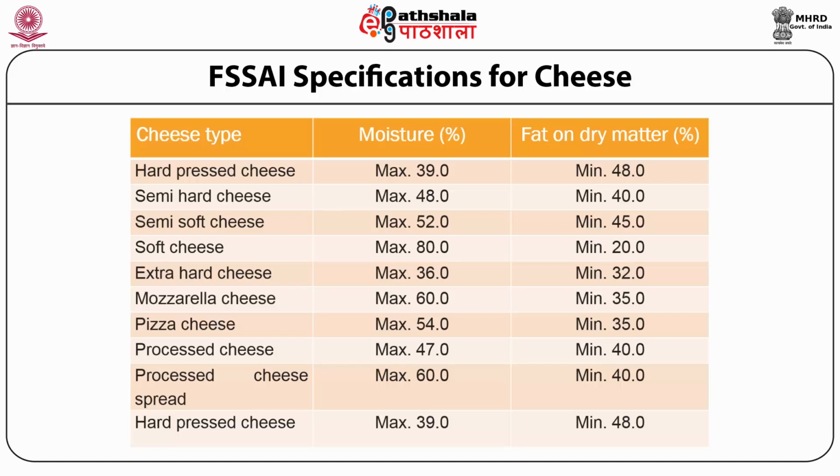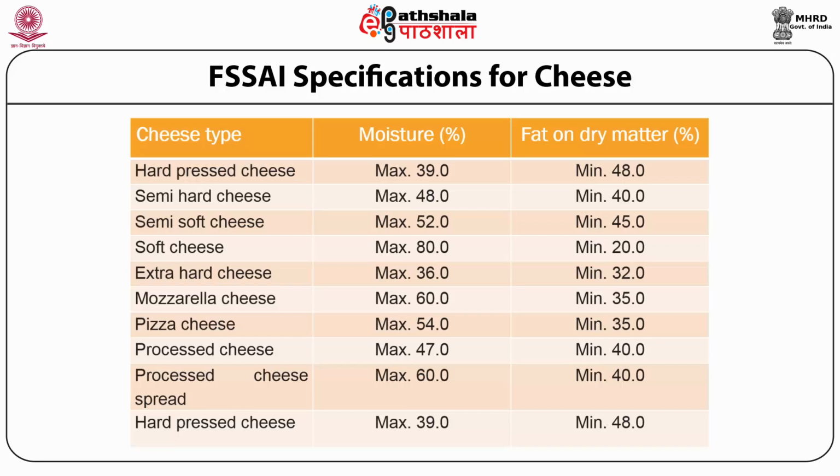Mozzarella cheese, not especially for pizza, to be used in salads and in some other ways, you have maximum 60% moisture and minimum 35% fat on dry matter. Pizza cheese, again, one of the categories similarly categorized under the mozzarella cheese category, especially for pizza applications, should have maximum 54% moisture and minimum 35% fat on dry matter.